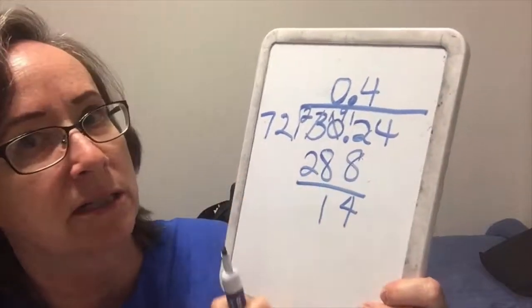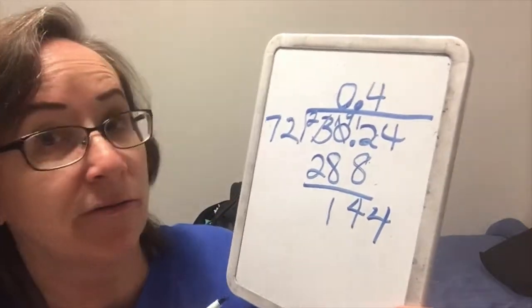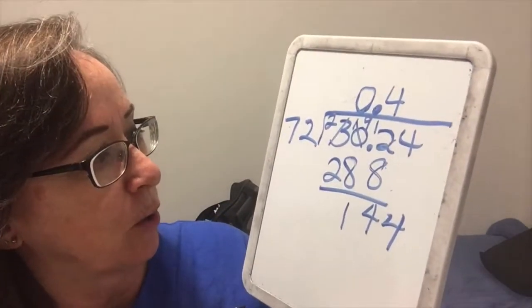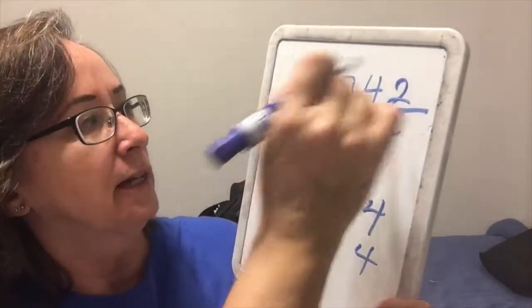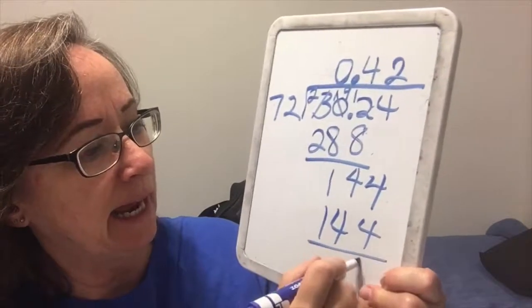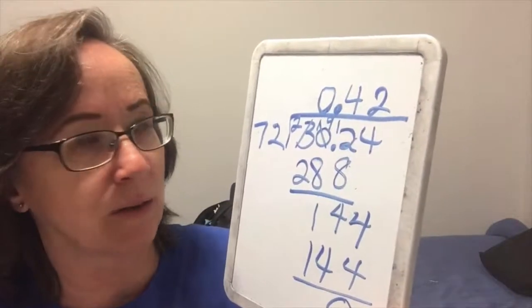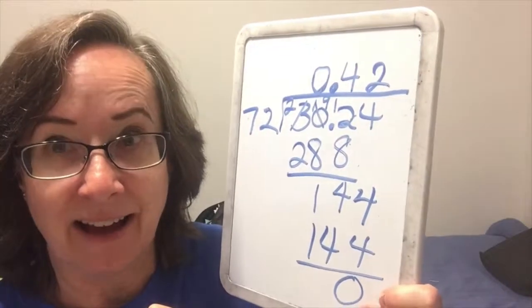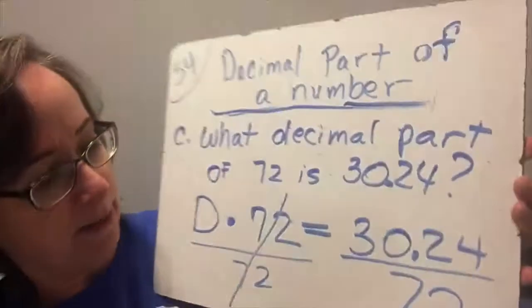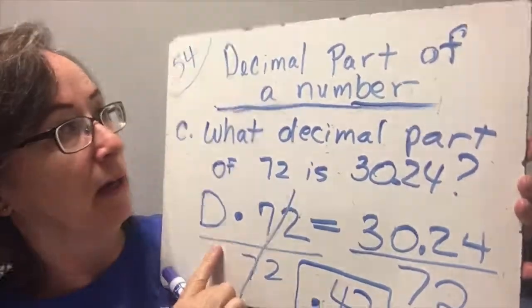And now 72 does not go into 14, but it will go into 144. So it looks like it'll go exactly 2 times. So 2 times 2 is 4. 2 times 7 is 14. And we have our answer. The decimal is 42/100 or 0.42. And that is the end of our lesson. So 0.42, let's write that down right here, back on the problem. 0.42 is our decimal portion.